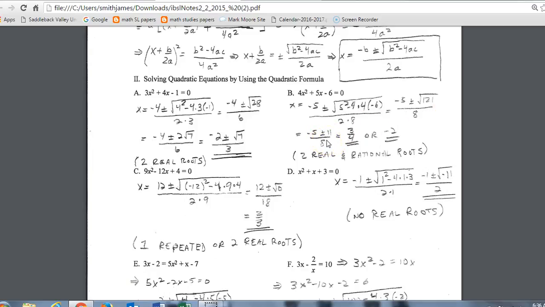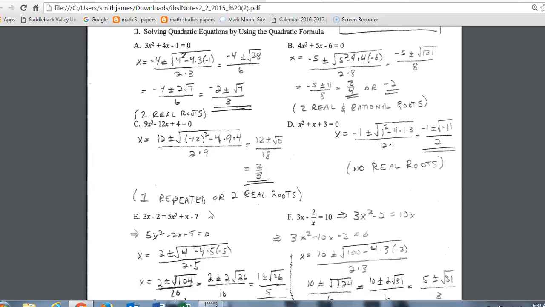Don't forget, order of operations on this is you have to divide last. So you're going to do -5 plus 11 and get that answer, then divide by 8. You're also going to do -5 minus 11, then divide that answer by 8, and they do need to go in that order to get those two solutions.